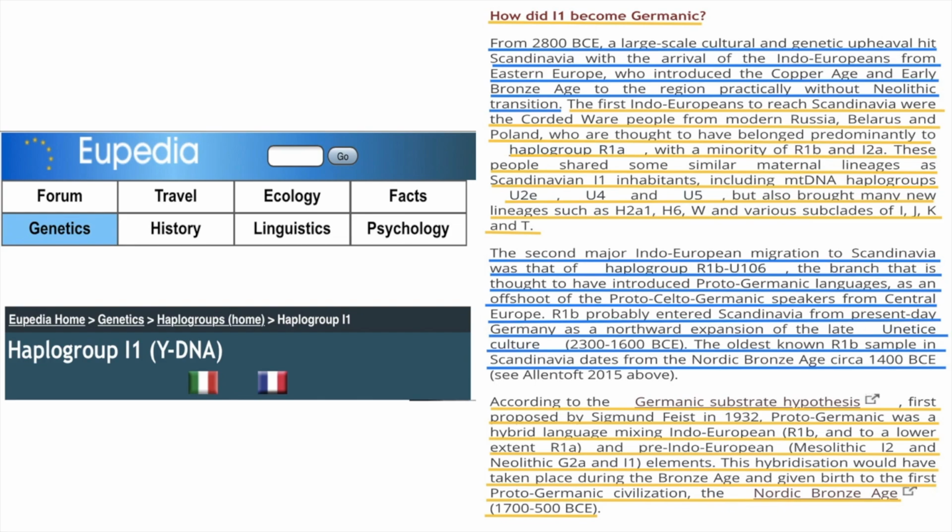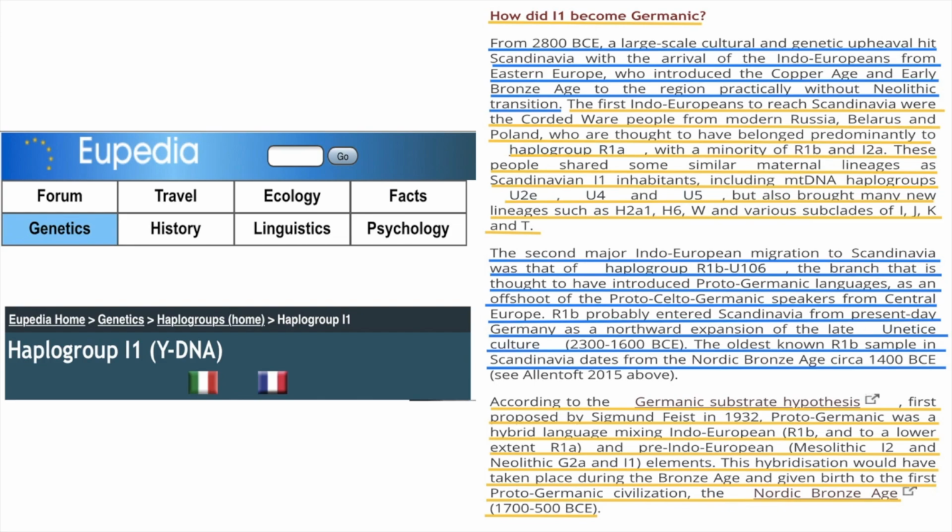From 2800 BCE, a large-scale cultural and genetic upheaval hit Scandinavia, with the arrival of the Indo-Europeans from Eastern Europe, who introduced the Copper Age and early Bronze Age to the region, practically without a Neolithic transition. The first Indo-Europeans to reach Scandinavia were the Corded Ware people from modern Russia, Belarus, and Poland, who are thought to have belonged predominantly to haplogroup R1a, with a minority of R1b and I2a.